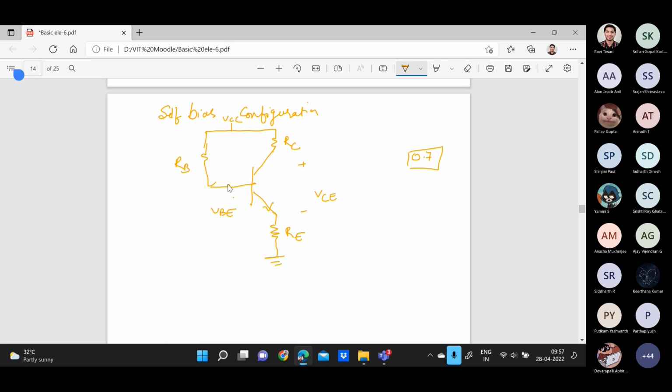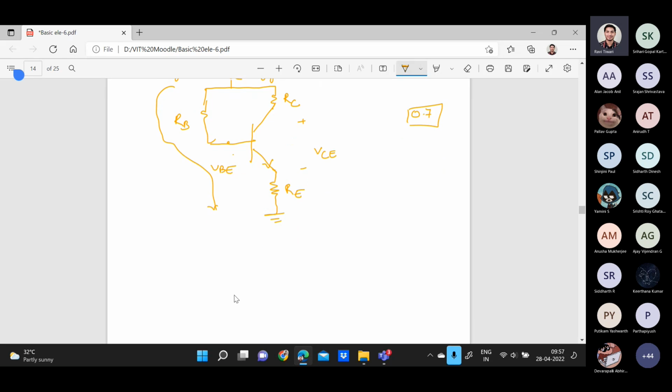Now, if you want to find out the value of IC and IB, how can you find it? By applying the loop here on this side. So what will you get? VCC minus IBRB minus VBE minus IERE. Only one change you will get, that is the current flow in this one. I'm assuming RE, IE, and that will be equal to zero like this. Okay, this is the first equation.